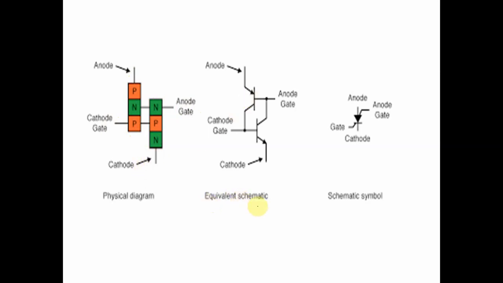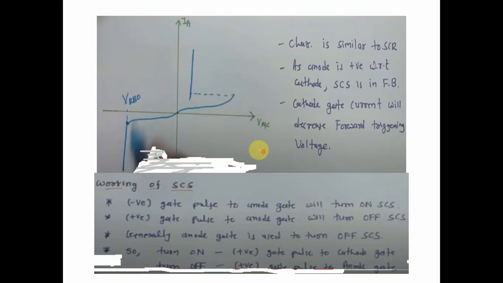Now this is the equivalent schematic of transistors. This one is the PNP transistor and this one is the NPN transistor. Here the NPN transistor collector is connected to the base of the PNP transistor, and the base of the NPN transistor is connected to the collector of the PNP transistor. This one is the symbol of SCS. SCS has four terminals: anode, cathode, this one is the anode gate and this one is the cathode gate.